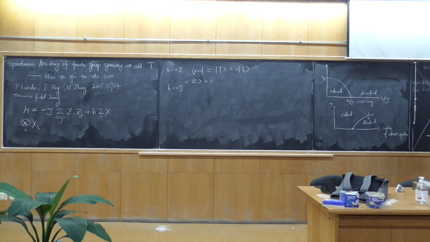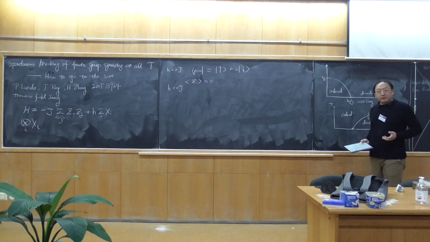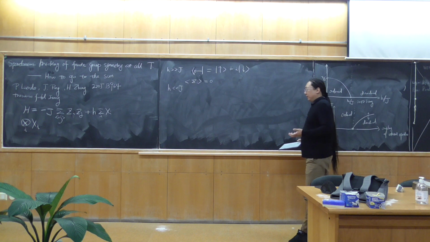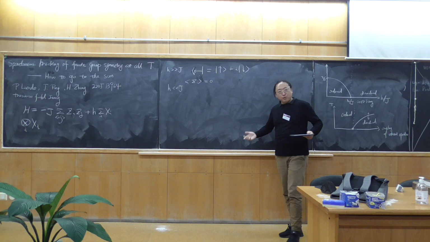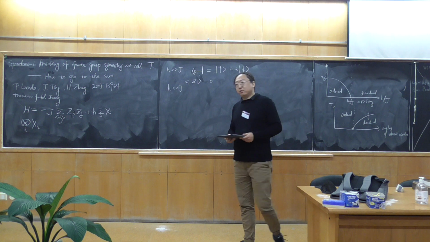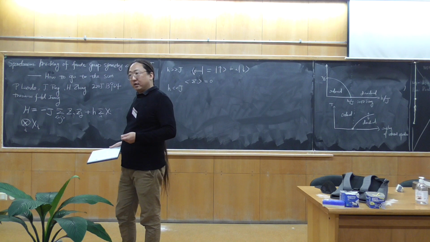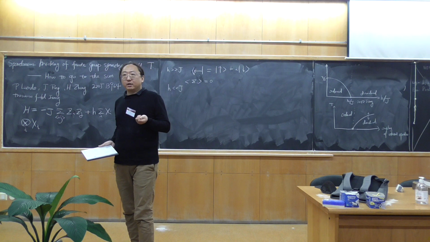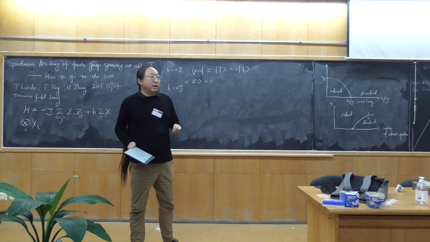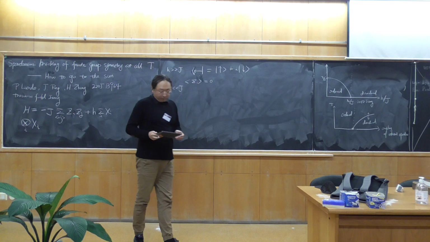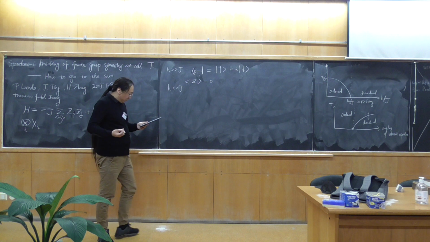So for those who are familiar with finite temperature bootstrap, I would say that if you solve the bootstrap equation, you should find two solutions. One solution is the solution where your operator doesn't have symmetry breaking. Another solution is the solution with symmetry breaking. So let's see a bit more about it.